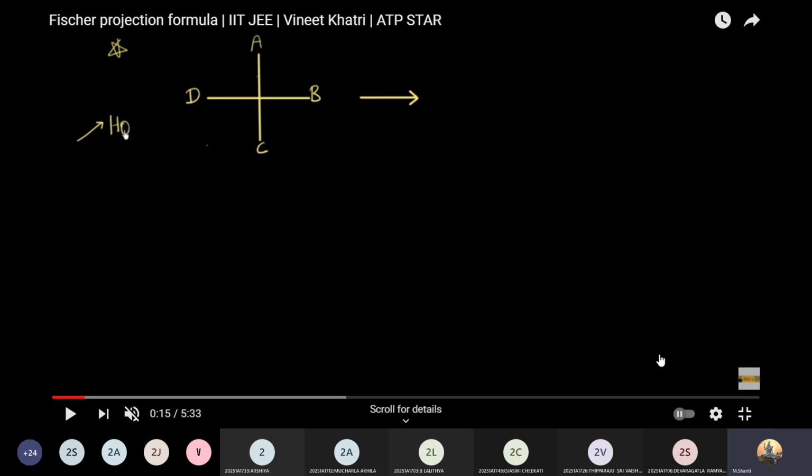Then next, come to the Fischer projection formula. You remember this Fischer projection formula? Here you have only horizontal and vertical lines which are used for the representation. Can you see the first one, a carbon in the center? The carbon is nothing but the point of intersection of the horizontal and vertical lines.